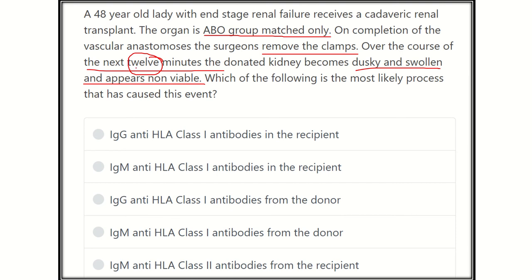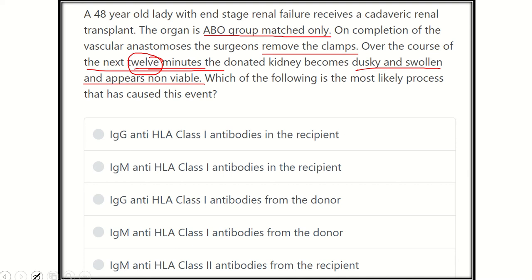So here the time is very short, it's 12 minutes after the vascular clamp is removed, and it occurs on the operation table, and the donated kidney is dusky, swollen and appears non-viable. That means the kidney is damaged.